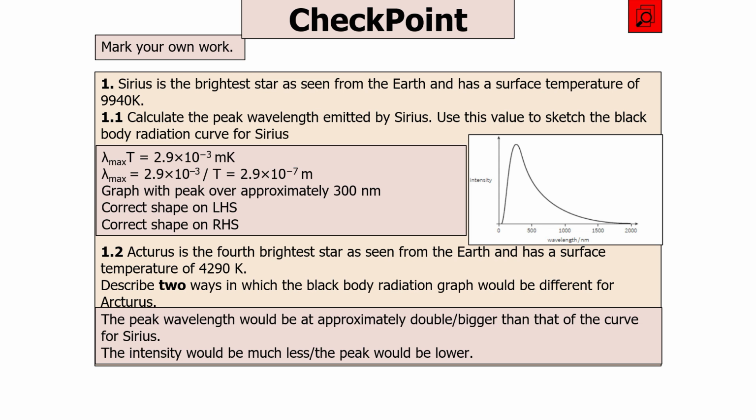Now what would happen if you have something with a lower surface temperature or a higher surface temperature? If Sirius has the higher surface temperature, it's going to have a bigger radiation emission, because that's a law of radiation. Therefore, firstly the intensity would be higher for all the values for Sirius because it's giving off more radiation. However, the peak wavelength for Sirius would therefore be a lot shorter as well. So if we go back to Arcturus, the peak wavelength would be bigger than that of Sirius, but its intensity at all values will be much lower.